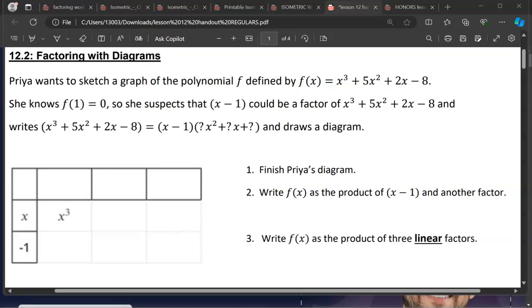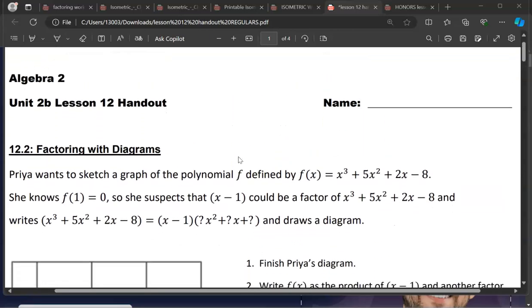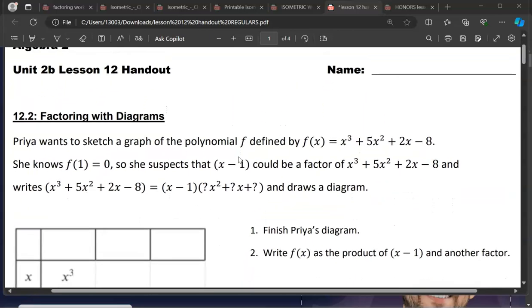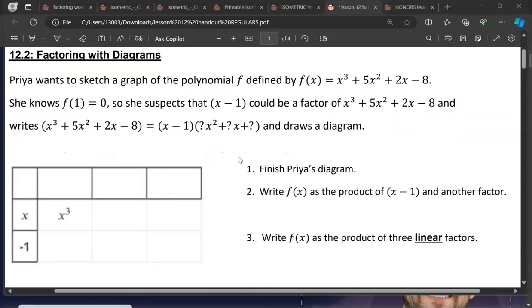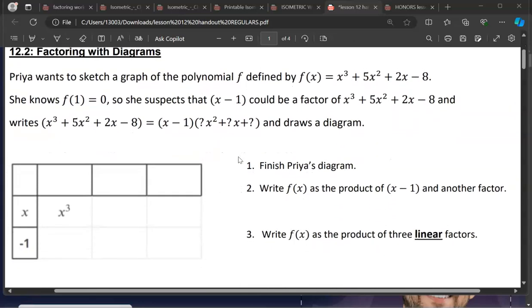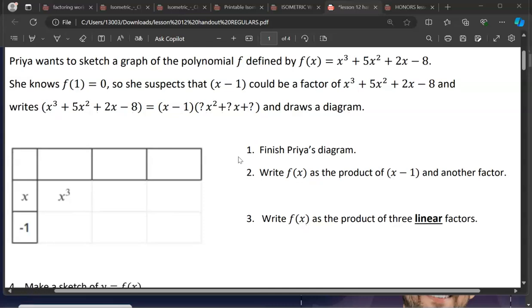So here we go. Again, this is the Lesson 12 handout. It's called Unit 2B. That doesn't matter. It's factoring with diagrams. And to get started, they give us a function. Edit that. There we go. So they give us this function, x cubed plus 5x squared plus 2x minus 8.